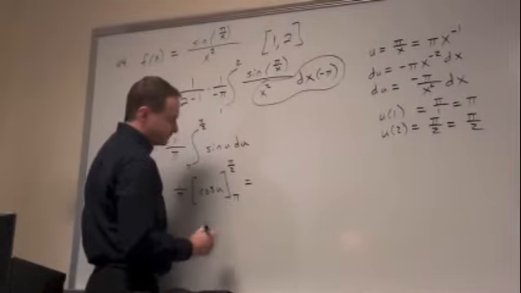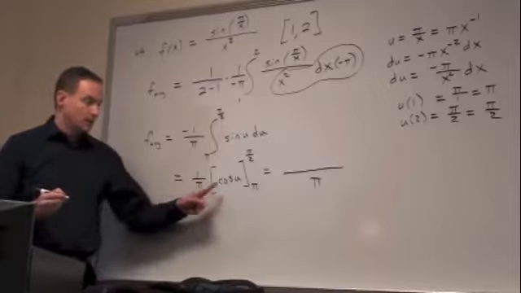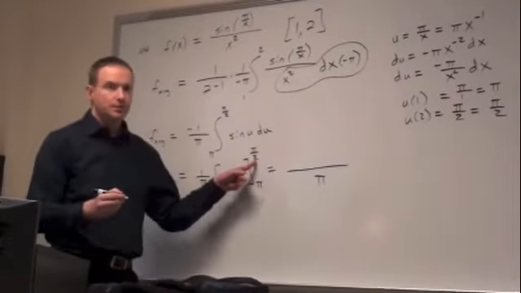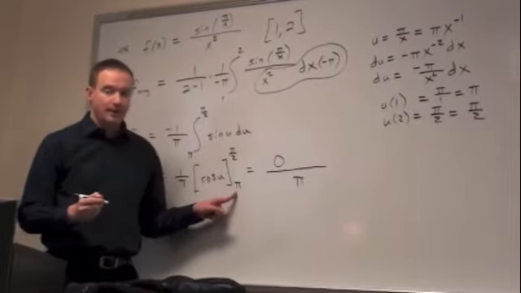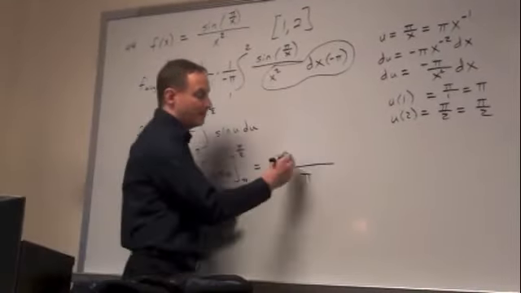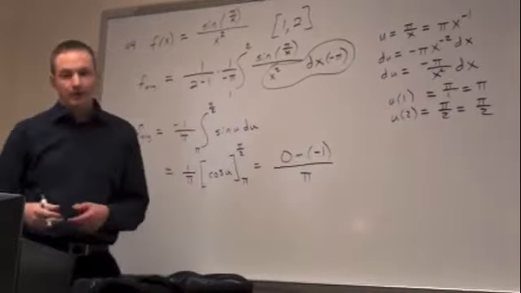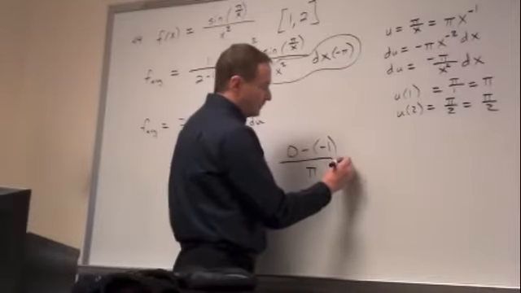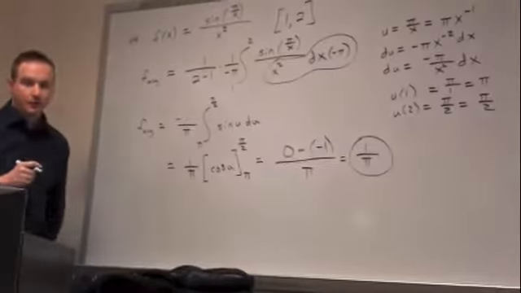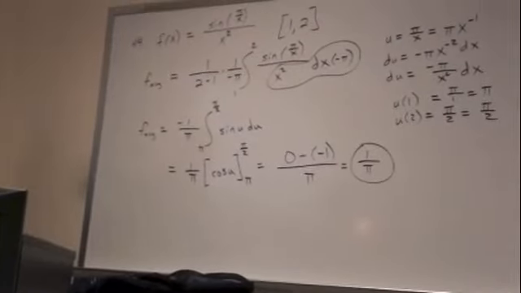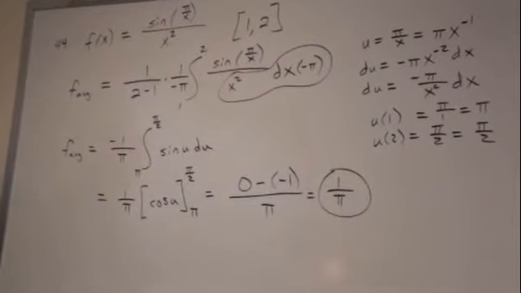And so I'll get whatever answer I'm getting. I know it's going to be divided by pi. And cosine pi over 2 is 0, minus the cosine of pi. So minus cosine of pi is negative 1, and minus a negative 1 is going to be plus 1. Our final answer here is just 1 over pi. That is the average value of this function. Now, if you're thinking like me, that's kind of a cool problem.